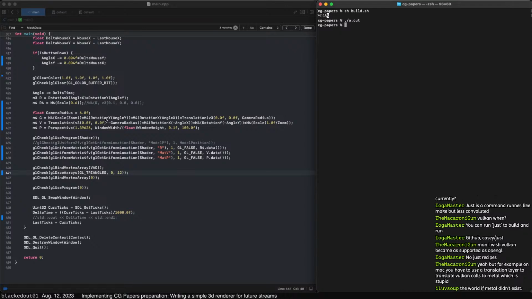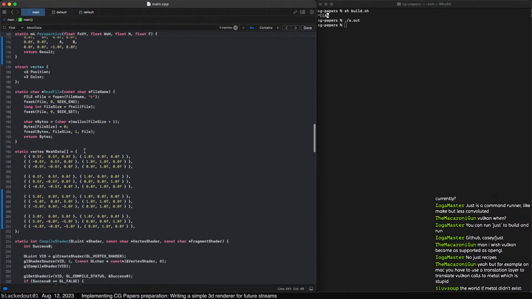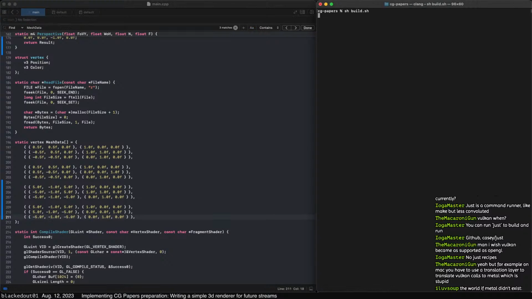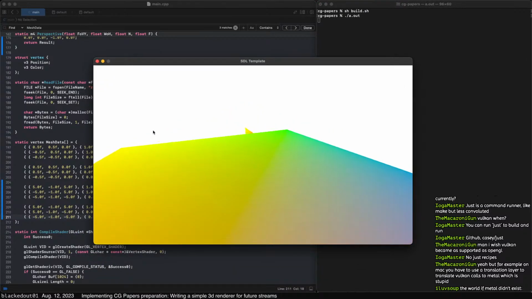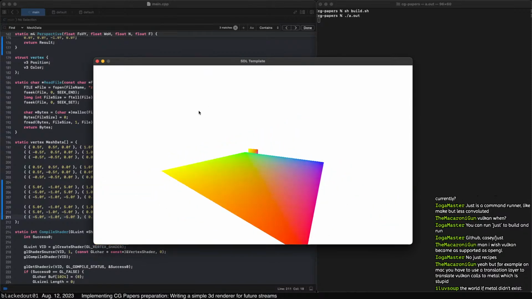Yeah, but for example, on Mac, you have to use the translation layer to translate Vulkan calls to Metal, which is stupid. But you don't have to do this by hand, do you? I have no idea. But that sounds terrible. I just recipes. I think you know a lot more than I do. So I don't know. I will take a look at this, at just. But I am not sure how to do this right now.